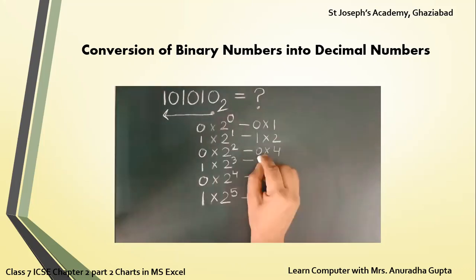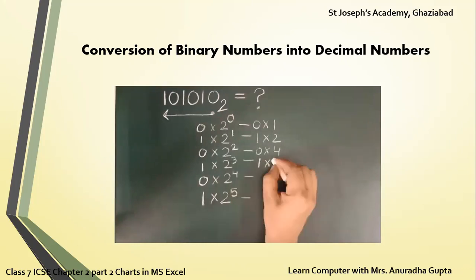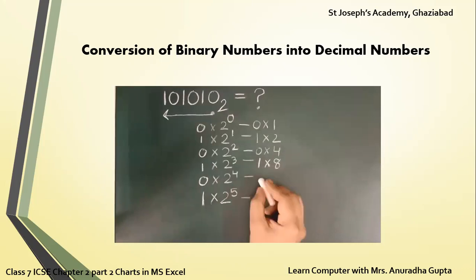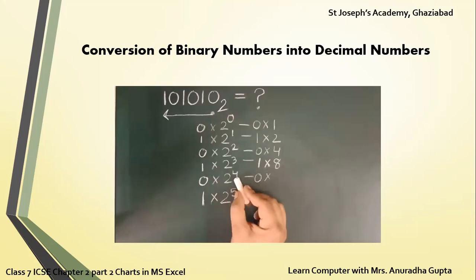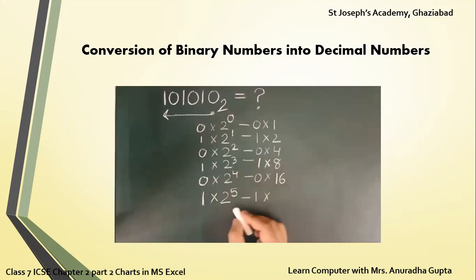1 multiply 2 raised to the power 3 means 2 multiply 2 multiply 2. We will get 8. 0 multiply 2 raised to the power 4 means 2 multiply 2 multiply 2 multiply 2. Here we will get 16. 1 multiply 2 raised to the power 5. We will get 32. Now we move to the next step.